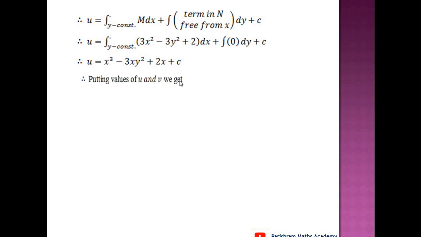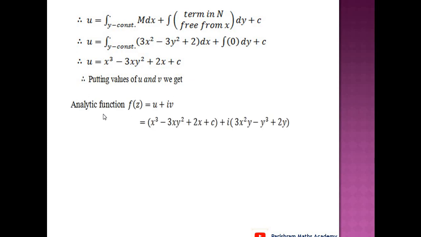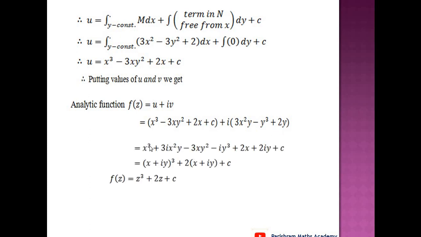Then by putting the value of u and v, we get the analytic function f of z equal to u plus iv. Now from the value of u nothing but x cube minus 3xy square plus twice x plus c, plus i into value of v is given 3x square y minus y cube plus twice y. Simplify. First x cube minus 3ix square y minus 3xy square minus i into y cube, then plus twice x plus 2iy, and then plus constant.